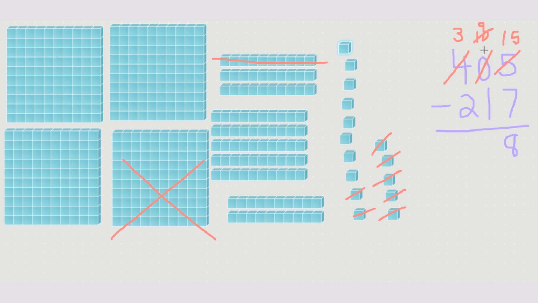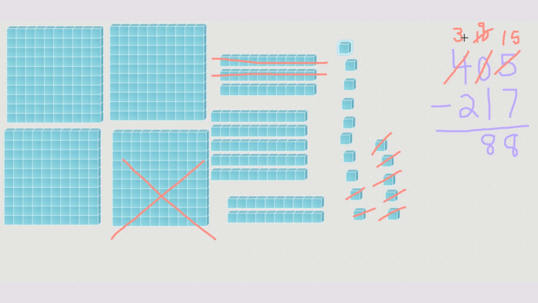Now I can move to the tens place. I see 9 minus 1. Do I have 1 ten stick to take away? Yes, I do. So I'm going to do that. Take out 1 ten stick. That leaves me with 1, 2, 3, 4, 5, 6, 7, 8. That leaves me with 8 ten sticks, so I'm going to put an 8 in my tens column.